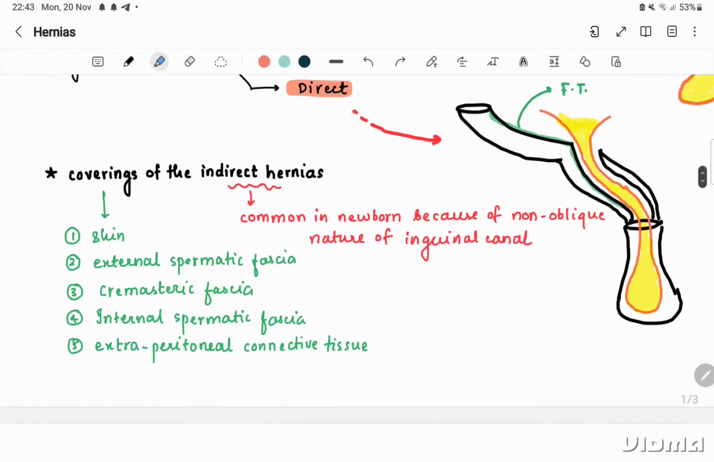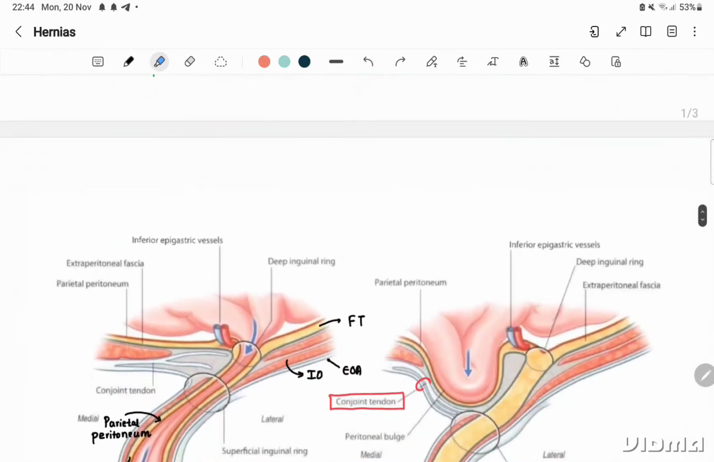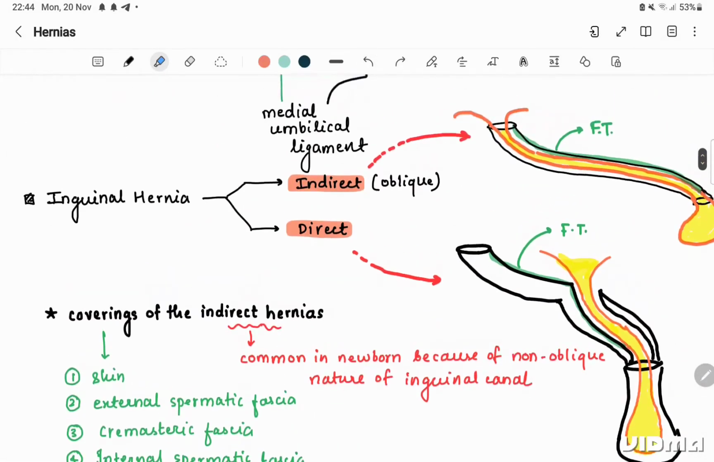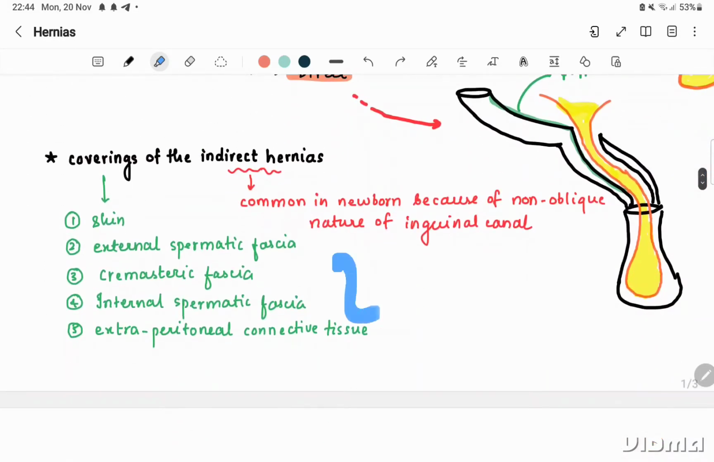The skin is there, the external spermatic fascia will be there, the cremasteric fascia will be there, the internal spermatic fascia will be there, and extraperitoneal connective tissue will be there. So these are the five coverings of your indirect hernia. You can observe that three of these you have read in the spermatic cord, and the skin is covering, and the extraperitoneal connective tissue is there. Understood?